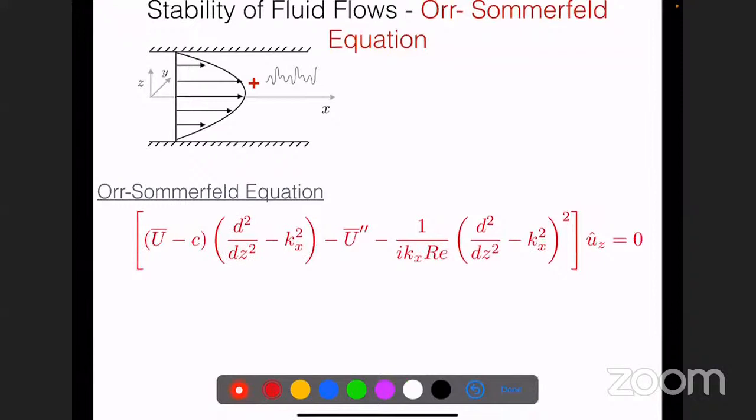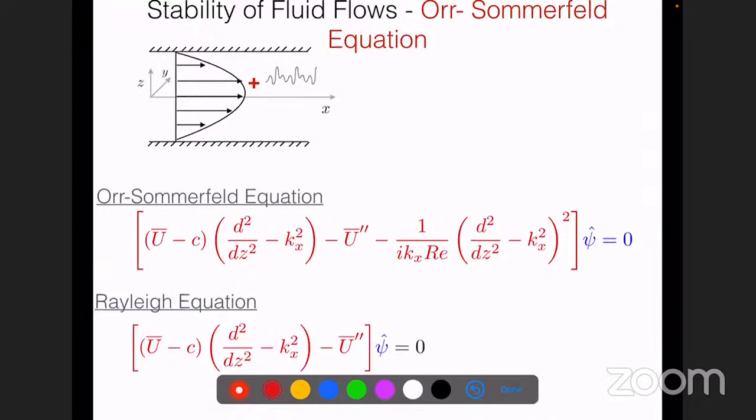If you write it in terms of a two-dimensional problem, if you go to the 2D problem, then you can write UZ, the vertical component of velocity, purely in terms of the stream function. So you can represent the perturbation in terms of the stream function. And if you consider the inviscid problem, then you drop the viscous term and you get an equation which is called the Rayleigh equation.